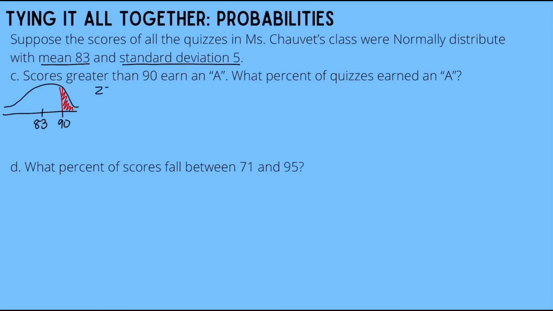So to do that, we need to standardize our values here so we can look at standard deviations. So we're looking at 90 minus 83 divided by our standard deviation, because remember that is our formula. If we do that, we will get a z-score of 1.40. And remember, this will give us the probability of scores less than 90 when we do it on table A. So here we need to use table A.